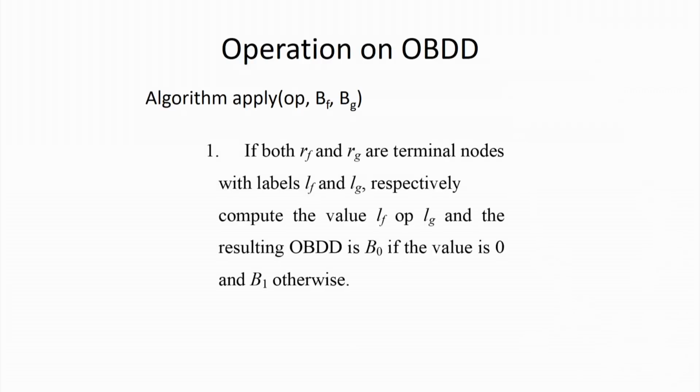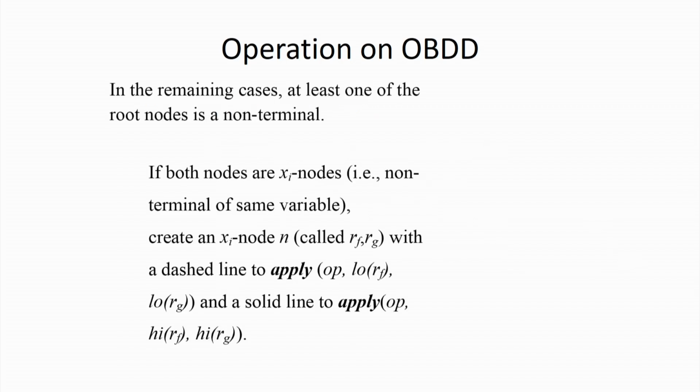If both are terminal nodes, then you apply the operation LF op LG on the terminals, and you create a terminal node. Depending on the operation, if it is a plus operation, then 1 plus 0 will give me 1, so the terminal node will be 1. So, if it is a terminal node, we get either the BDD B0 or B1 depending on the result of the operation. Now, for the remaining cases, if both are terminals it is fine, but what are the remaining cases?